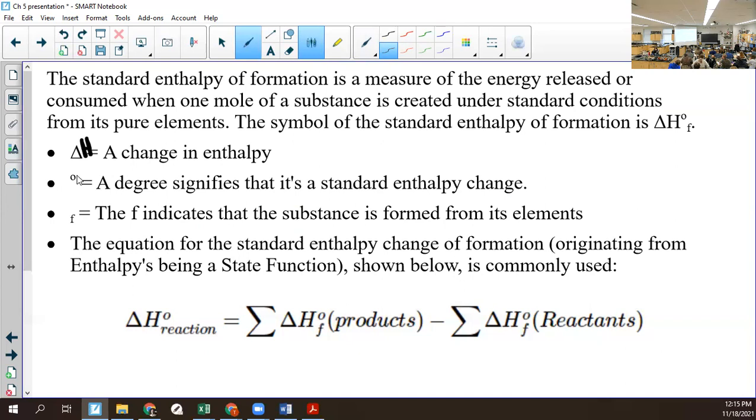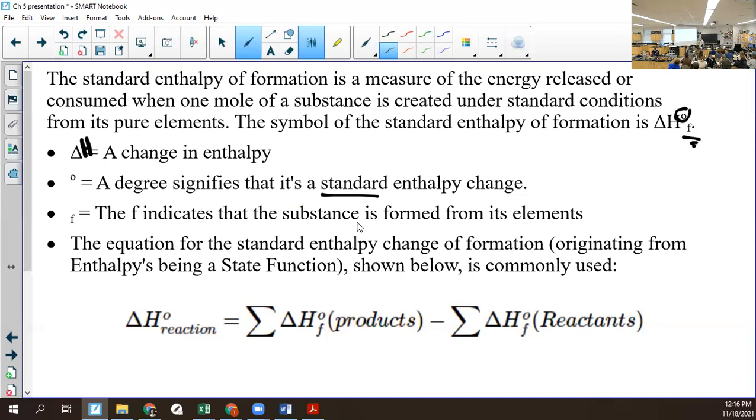This little thing that looks like a degree sign, because it is, it's also called a knot. So it's delta H knot of formation. I have no idea. I think it's a K, but I really don't. Or NAUGHT. I think it's that one. All right. And what it means, it just means that it's standard. It means it's happening at room temperature and room pressure and 1 mole of stuff. And you don't have to know that definition, but it just means under normal conditions, this is what happens. All right. The F indicates that the substance is formed from its elements.